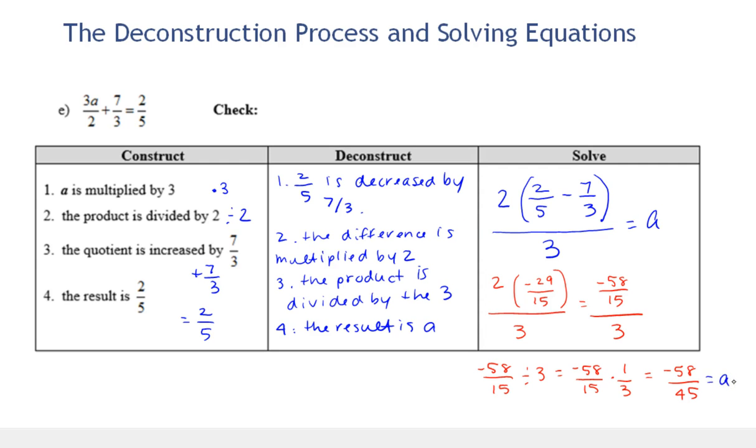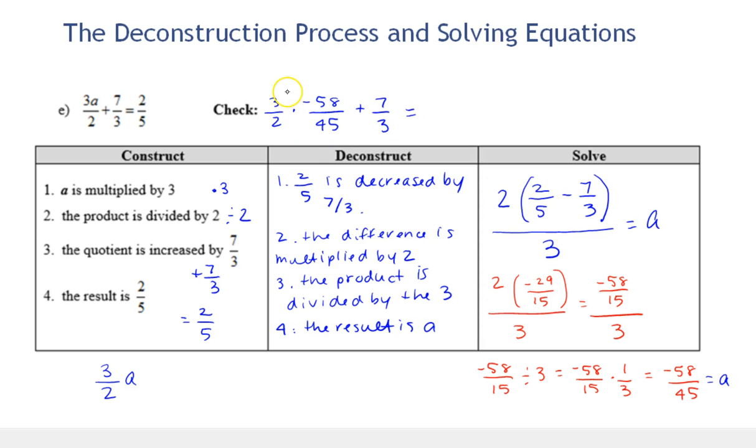Okay. So now let's check our work by replacing A with negative 58 over 45. Looking at this piece right here, we have 3A over 2, but for the check, let's think of this as 3/2 A. It'll make our computations a little less painful. And again, if you do this on your calculator, either way is fine. You can replace A with this fraction exactly. So 3/2 times negative 58 over 45 plus 7 thirds.